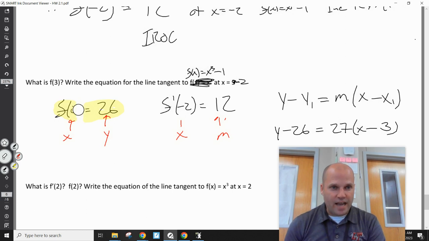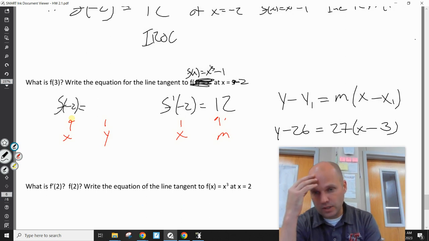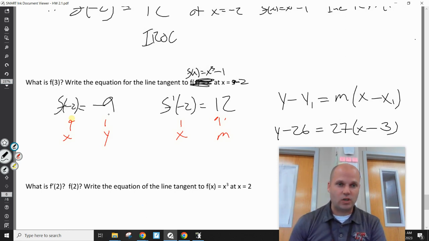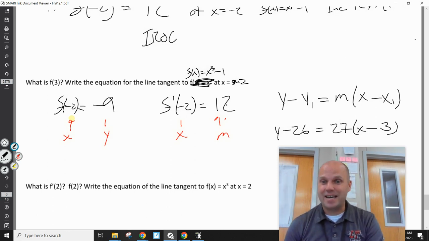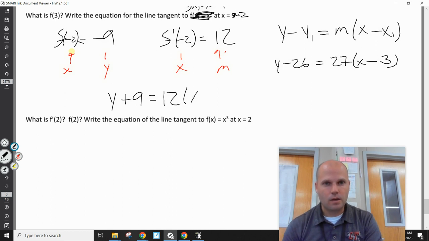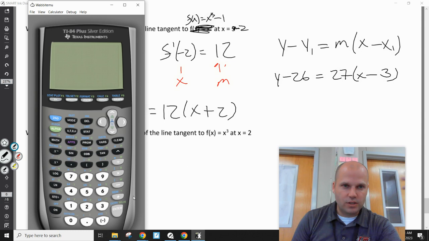If you plug in negative 2 into f, you get a y. f of negative 2: negative 2 cubed is negative 8, minus 1 is negative 9. I have an x and a y. I have an x and an m. I can rewrite my equation. It's going to be nicer to look at: y plus 9 equals m times x plus 2. I'm going to be able to graph these now. It's beautiful to see it.